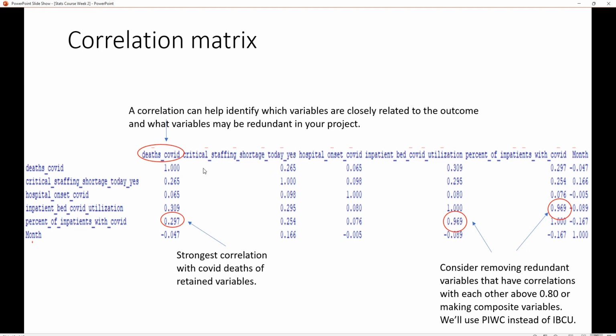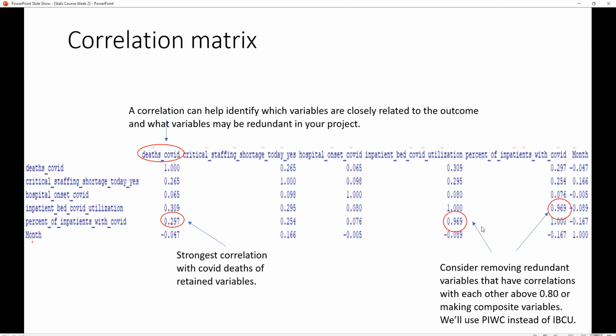We can also ignore the values of 1. That just means that the value is perfectly correlated with itself. So everything below that diagonal we can consider as our main correlation and ignore everything above and at that diagonal. That's why we have this identical value of 0.969. We're seeing it twice because that relationship is by default listed twice.